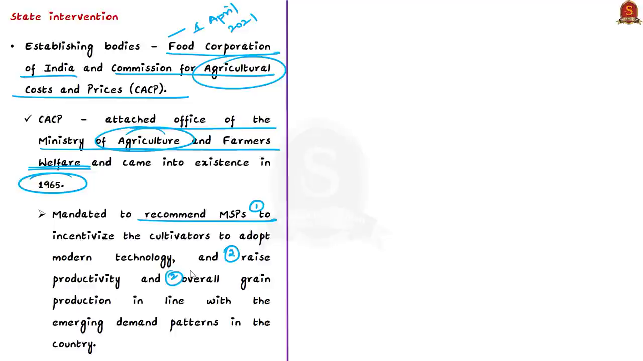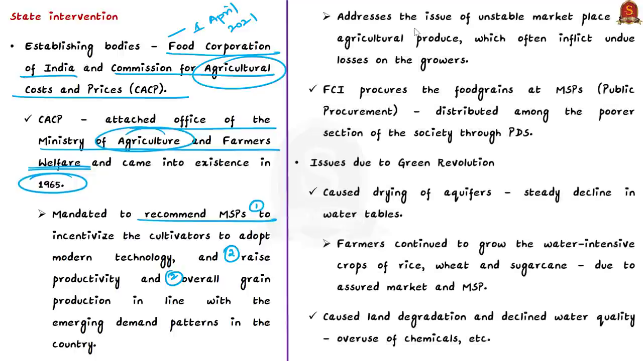So there is an assurance of a remunerative and stable price environment because of minimum support prices for the surplus production. Now, as a result of this, the issue of unstable marketplace and market prices for agricultural produce is addressed. Often the unstable marketplace and prices inflict undue losses on the crop growers. But note that not all the crops or commodities are covered under the minimum support prices scheme.